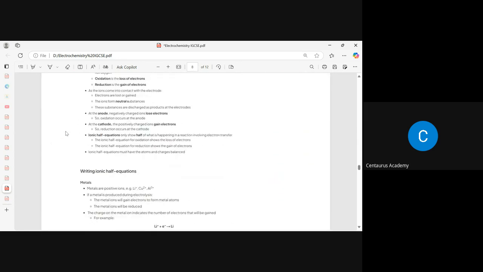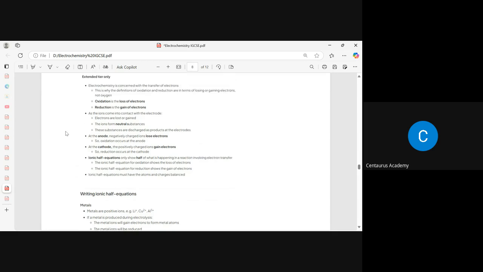Okay, we have looked into the ionic half equations and all. So this process of electrolysis is a very good example of redox. And redox is basically oxidation and reduction which takes place simultaneously.